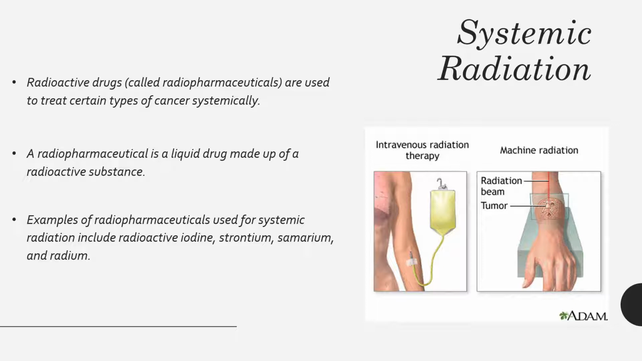With systemic radiation, these drugs can be given by mouth or put into a vein. They can travel throughout the body. You may need to be in the hospital for 1 or 2 days while getting this treatment. It is sometimes bound to a special antibody called a monoclonal antibody that attaches to the cancer cells.